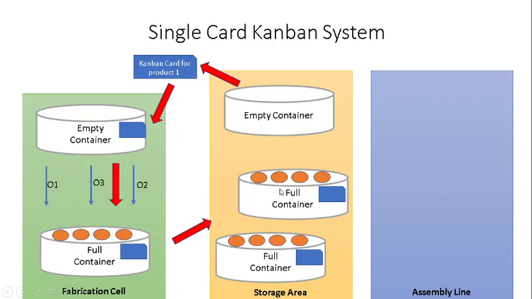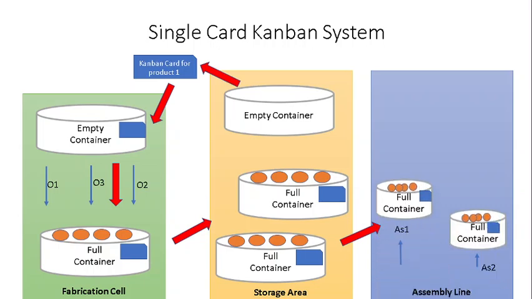As you can see here, the operations of the fabrication cells have filled some containers. Those containers are waiting in the storage area for the assembly line to pick them up and use them. The assembly line can also be split into two or three lines, according to our production needs. Each one picks one full container and uses the components, the parts, in order to produce the final product. As soon as one container turns empty, we pass it again to the storage area to be filled again by the fabrication cell, and so on.